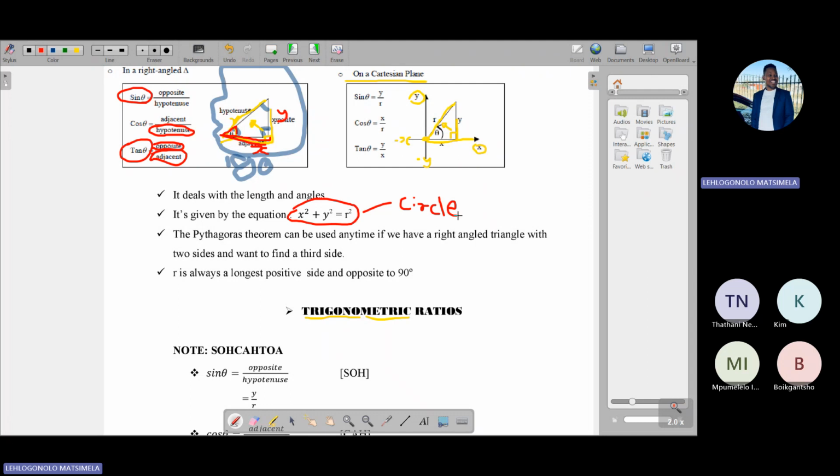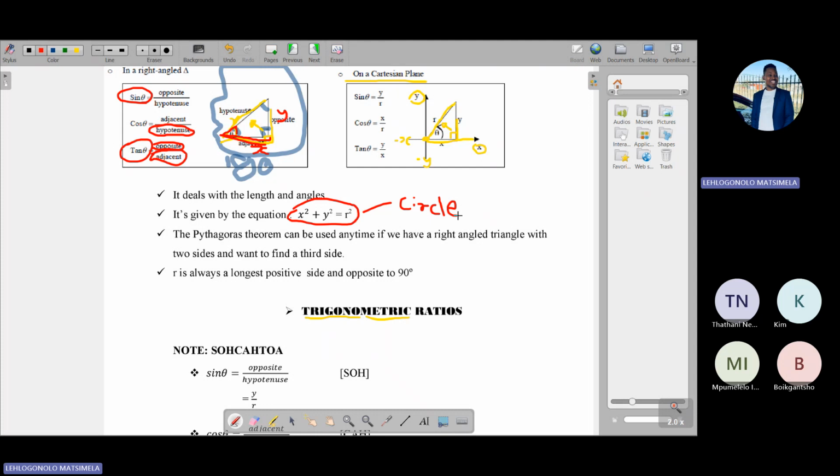Now, on the set of axes, whether to a scale or not, the circle is drawn, and this circle is passing through the origin. If the circle is passing through the origin, it means it's easy to find one side if we have the other two on that triangle.